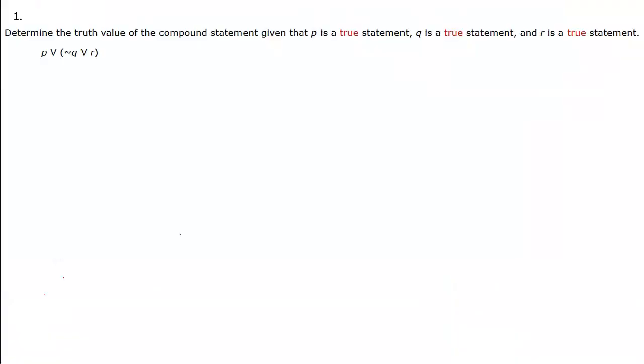Let's look at some problems from the Test 2 practice set. Number 1 says determine the truth value of the compound statement given, and we know that P is a true statement, Q is a true statement, and R is a true statement. So the compound statement is given, but we know that P is true, so you can actually put capital T in place of P to indicate that it's true. We know that Q is true, so again you can replace Q with a capital T, and we know that R is true, so we can replace R also with a capital T.